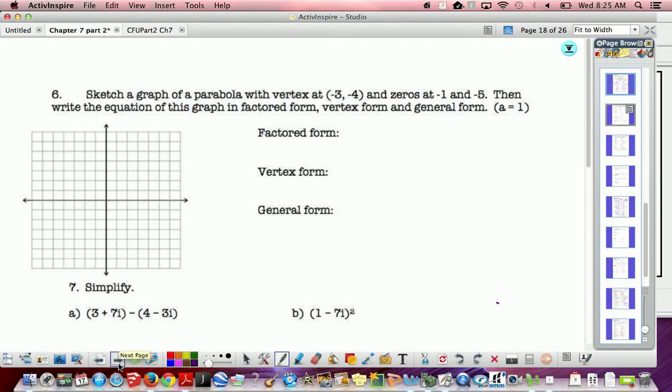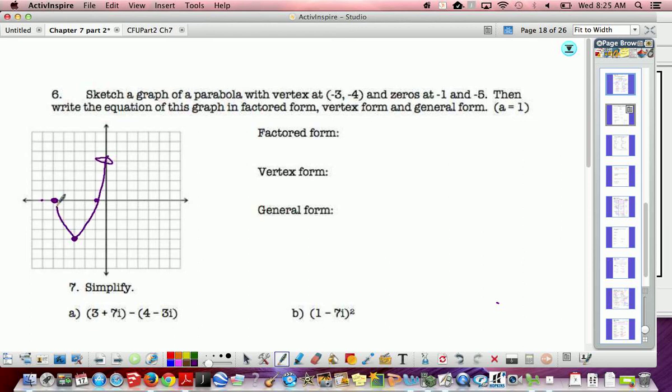Page 2 says sketch a graph of the parabola with a vertex at (-3, -4). So I'm going to graph that point, (-3, -4). There's my vertex. Zeros are at -1 and -5. Oh, whoops, I think I went over 6 right there. Yeah. Okay. Then write an equation of this graph in factored form, vertex form, and general form. So we're going to do all of them.